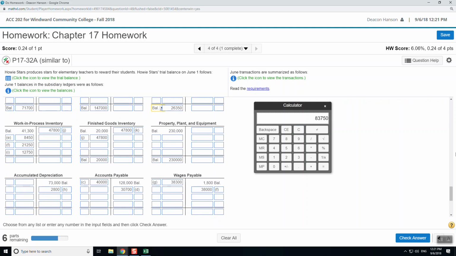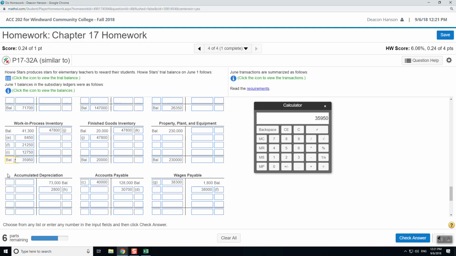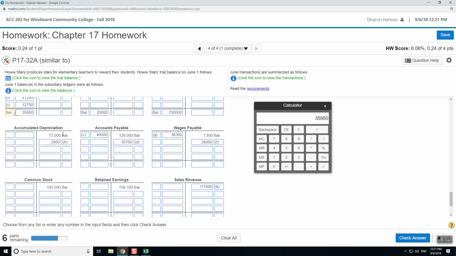And then I'll just subtract, backspace, 47,800. We got 35. Okay, we did the finished goods. We did that. Accumulated depreciation. It's just a matter of adding those two, so that would be 75,800.